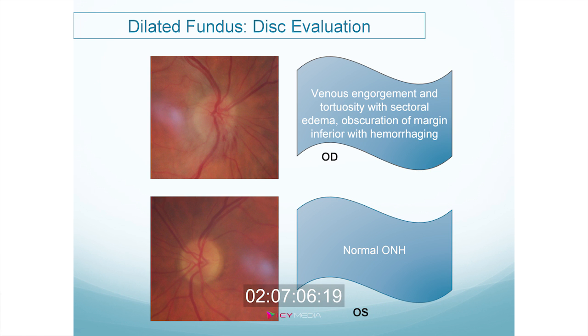You can do a dilated fundus exam, and you can see what the normal eye looks like compared to the abnormal eye. Okay? That abnormal eye is engorged, tortuous. The veins are extremely thick and dilated. There's obscuration of the lid margin, inferior, in that area where there's hemorrhaging and edema, okay, compared to the other eye. All pointing in the direction of an NAION.